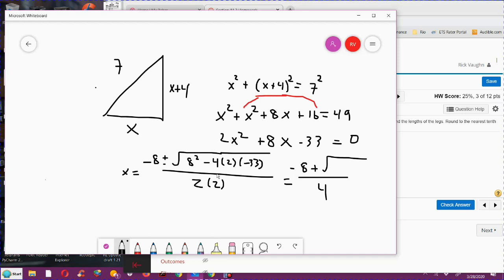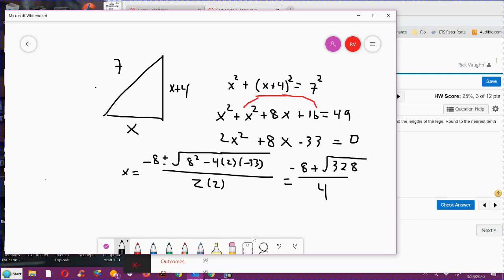64 minus 4 times 2 times negative 33. I'll probably start with the 4 times 2 times negative 33. So that's 264, and I have a plus. So I have 64 plus 264, which turns out to be 328.